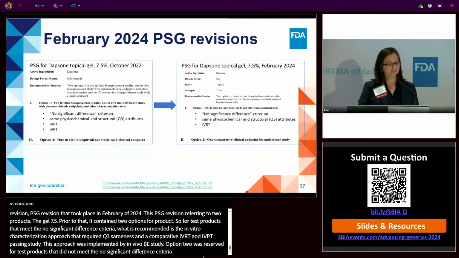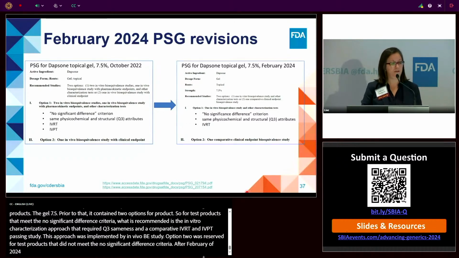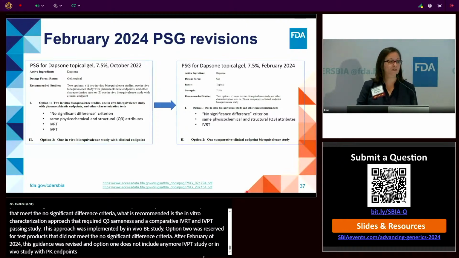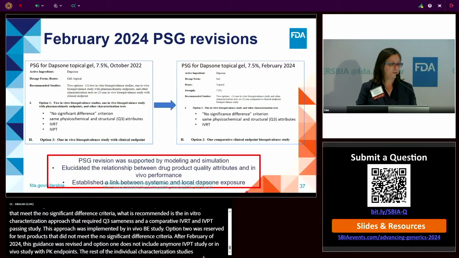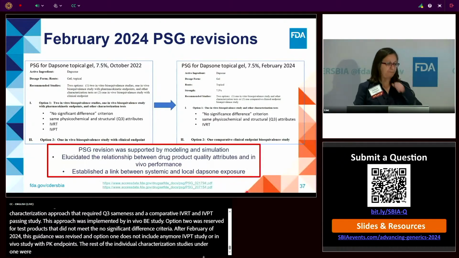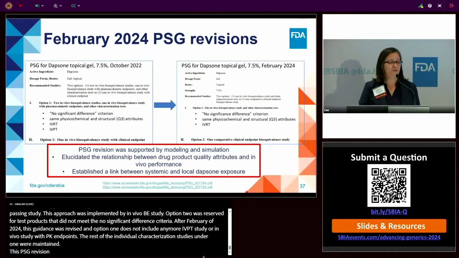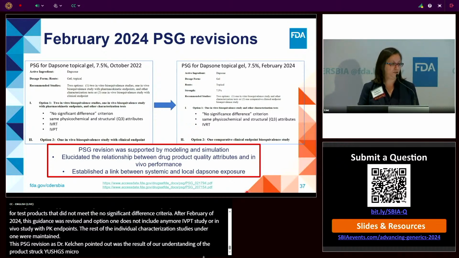After February 2024, this guidance was revised, and option 1 does not include anymore an IVPT study or an in vivo BE study with PK endpoints. The rest of the in vitro characterization studies under option 1 were maintained. This PSG revision, as Dr. Kelchen pointed out, was the result of our improved understanding of the product structure, microstructure, but it was also supported by modeling and simulation.